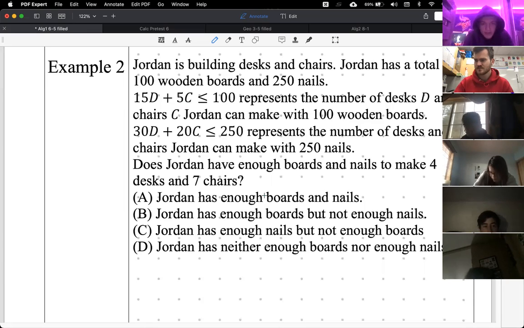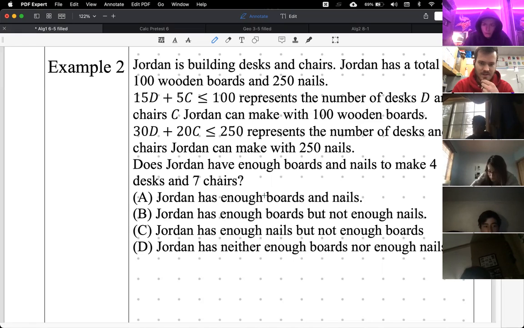Jordan is building desks and chairs. Jordan has a total of 100 wooden boards and 250 nails. 15D plus 5C is greater than or equal to 100 represents the number of desks D and chairs C Jordan can make with 100 wooden boards. 30D plus 20C greater than or equal to 250 represents the number of desks and chairs Jordan can make with 250 nails. Does Jordan have enough chairs or enough boards and nails to make 4 desks and 7 chairs?